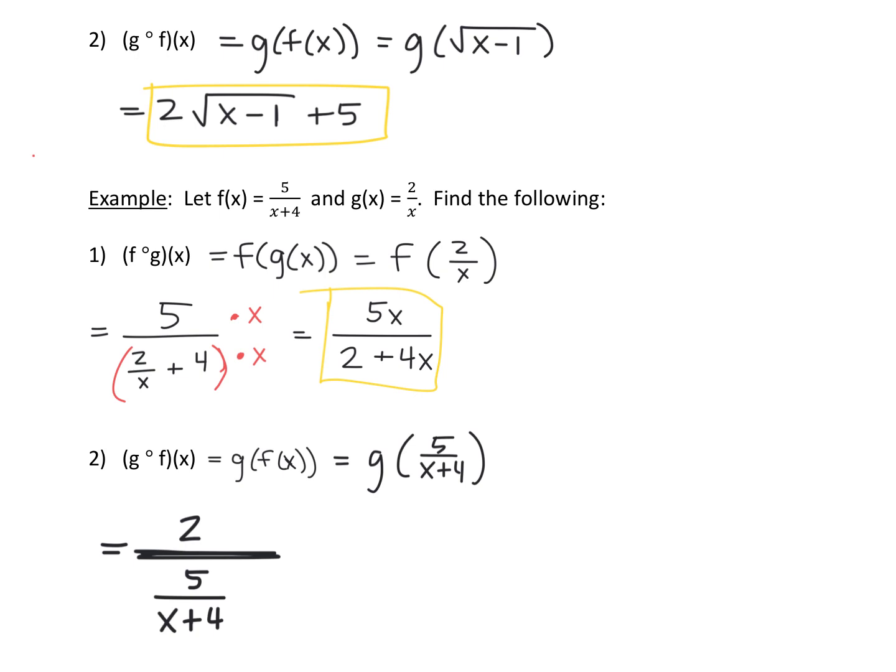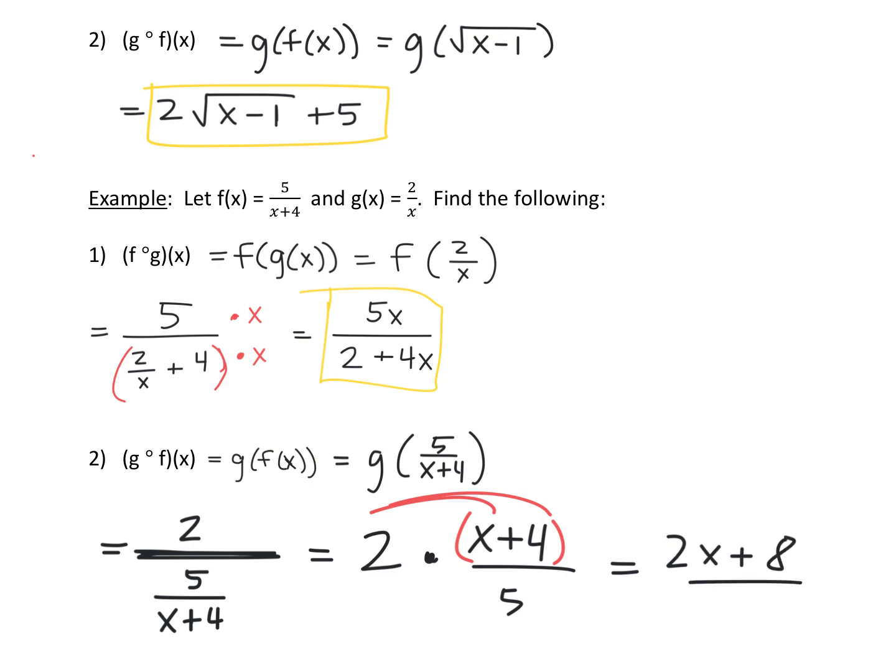Another fraction, you've got a couple ways you could do this. You can undo it by multiplying both sides by x plus 4. That's fine. Or you can keep, change, flip. I'm going to do that. So if you want, you can rewrite it like this. 2 times, flip it, x plus 4 over 5. Here you do distribute because you got 2 terms. And so it would become 2x plus 8 over 5.